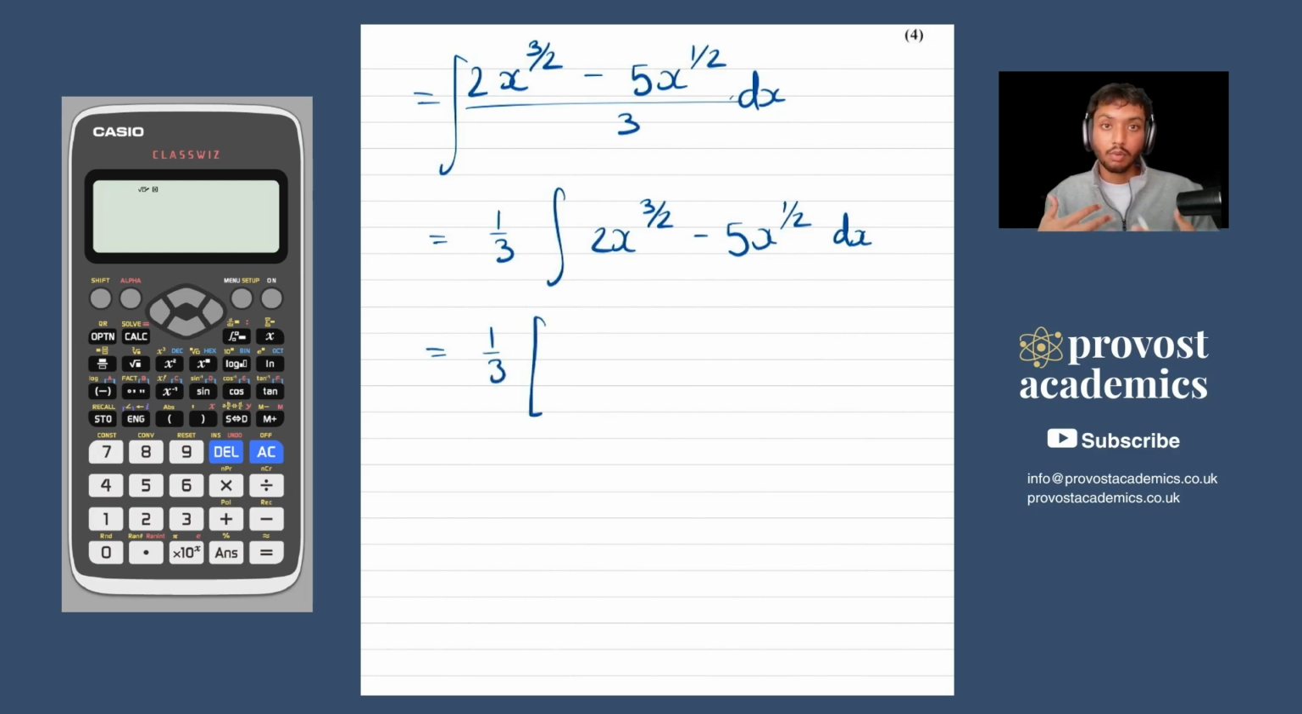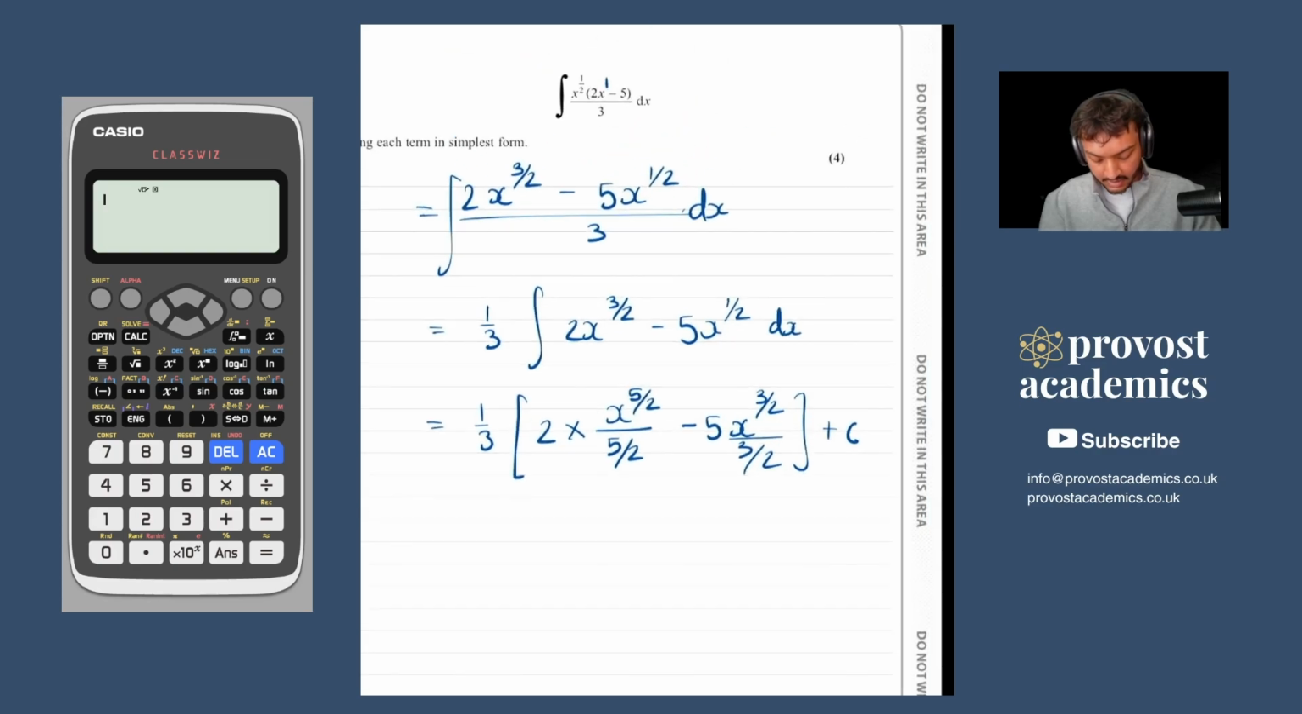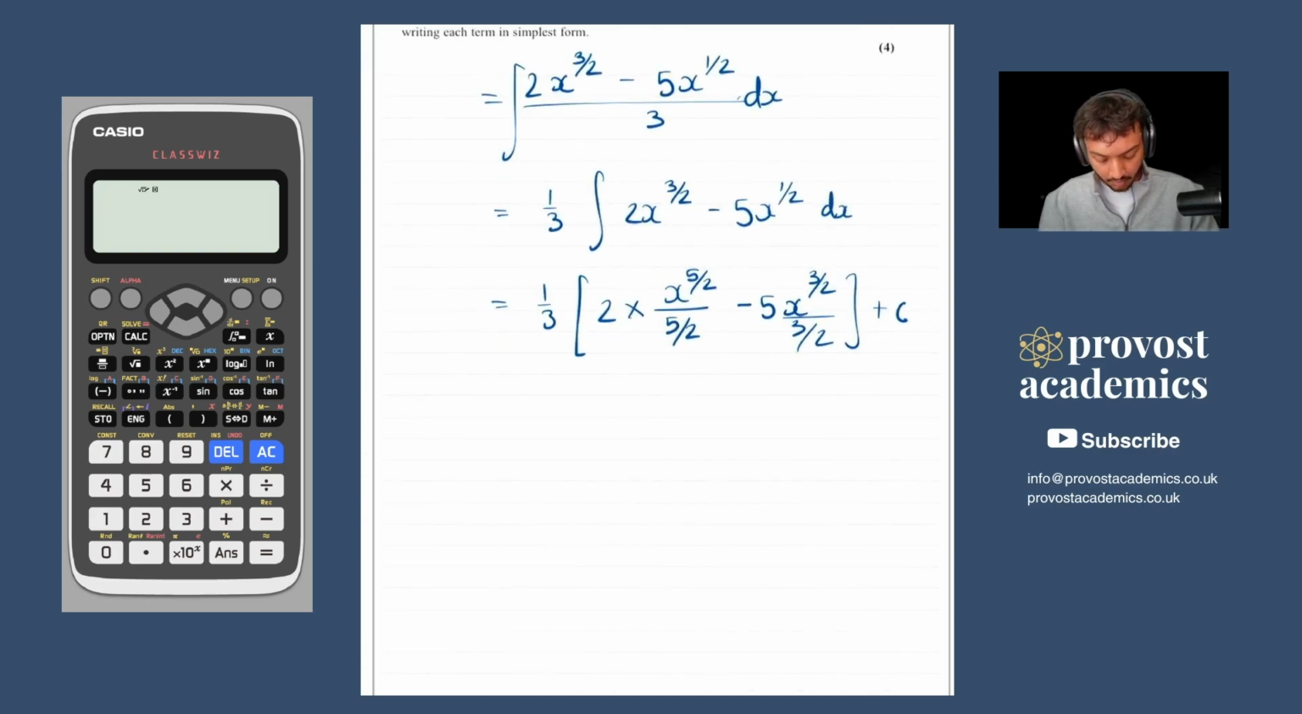So when we integrate polynomials, what we try to do is add 1 to the power and divide by the new power. So if my power is 1.5 or 3 over 2, I add 1 to it, I'm looking at 2.5, which is 5 over 2. So 2 times x^(5/2). Now divide that by the new power, which is 5 over 2, and I'll show you a little trick of how we can do this a bit faster as well. But for the sake of it, I'm going to go a bit slower. So that's 3 over 2 over 3 over 2. And don't forget plus c because we're dealing with an indefinite integral.